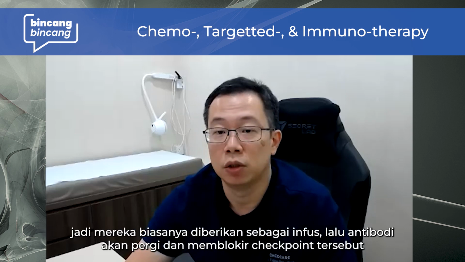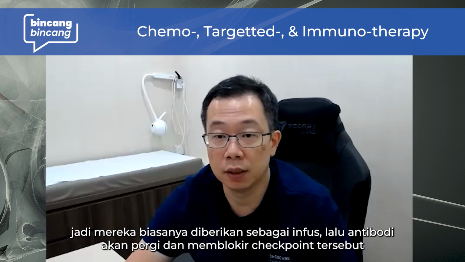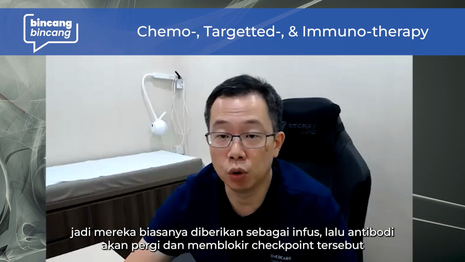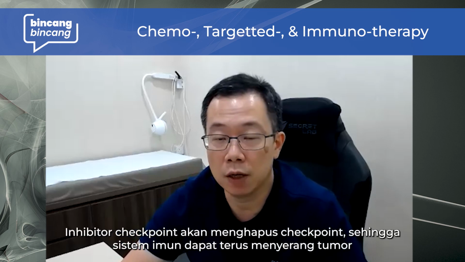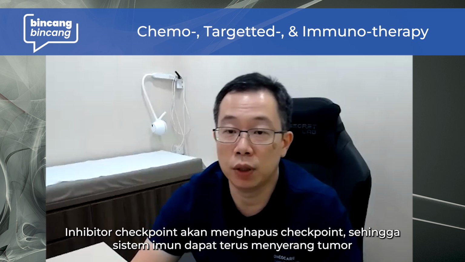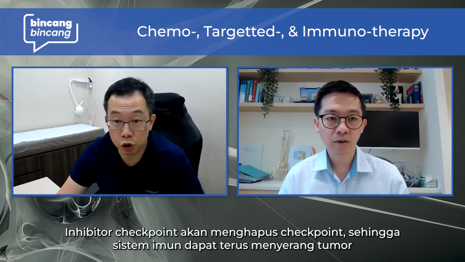So checkpoint inhibitors are antibodies. They are usually given as an infusion, as a drip. And these antibodies will go and block the checkpoints. So basically, the tumor tries to stop the immune system. The checkpoint inhibitors will remove the checkpoint so that the immune system can continue to attack the tumor. So it is not something which directly kills.